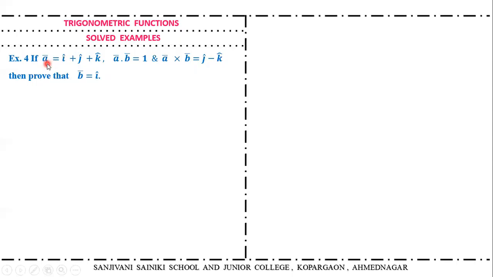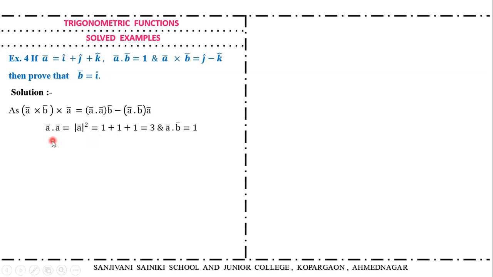The fourth example, it is given that A bar is equal to i plus j plus k, A bar dot B bar is 1 and A bar cross B bar is j minus k. Then you have to prove that B bar is equal to i cap. So let us see the solution. We know that A bar cross B bar cross with A bar is defined by A bar dot A bar into B bar minus A bar dot B bar into A bar. This is the definition of the vector triple product.